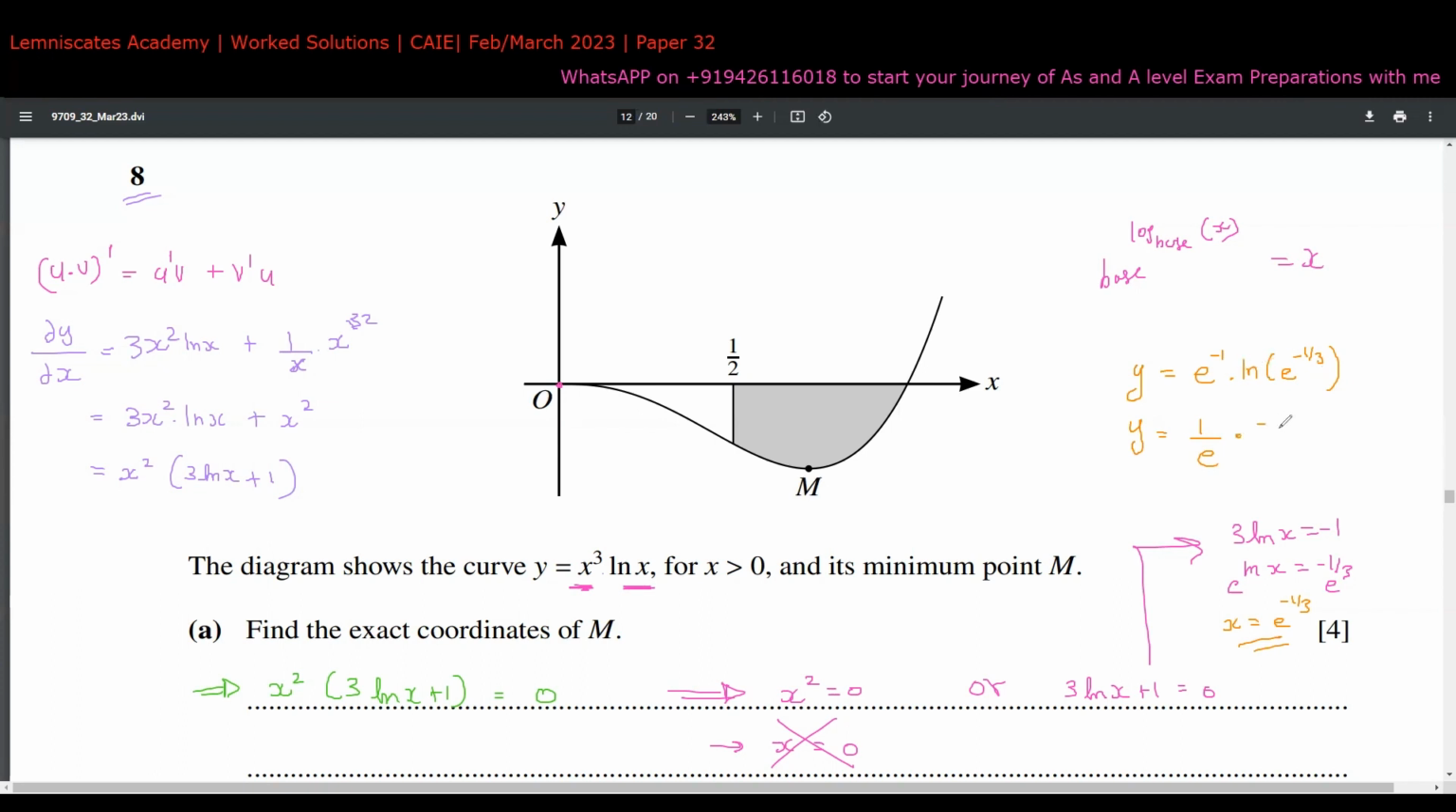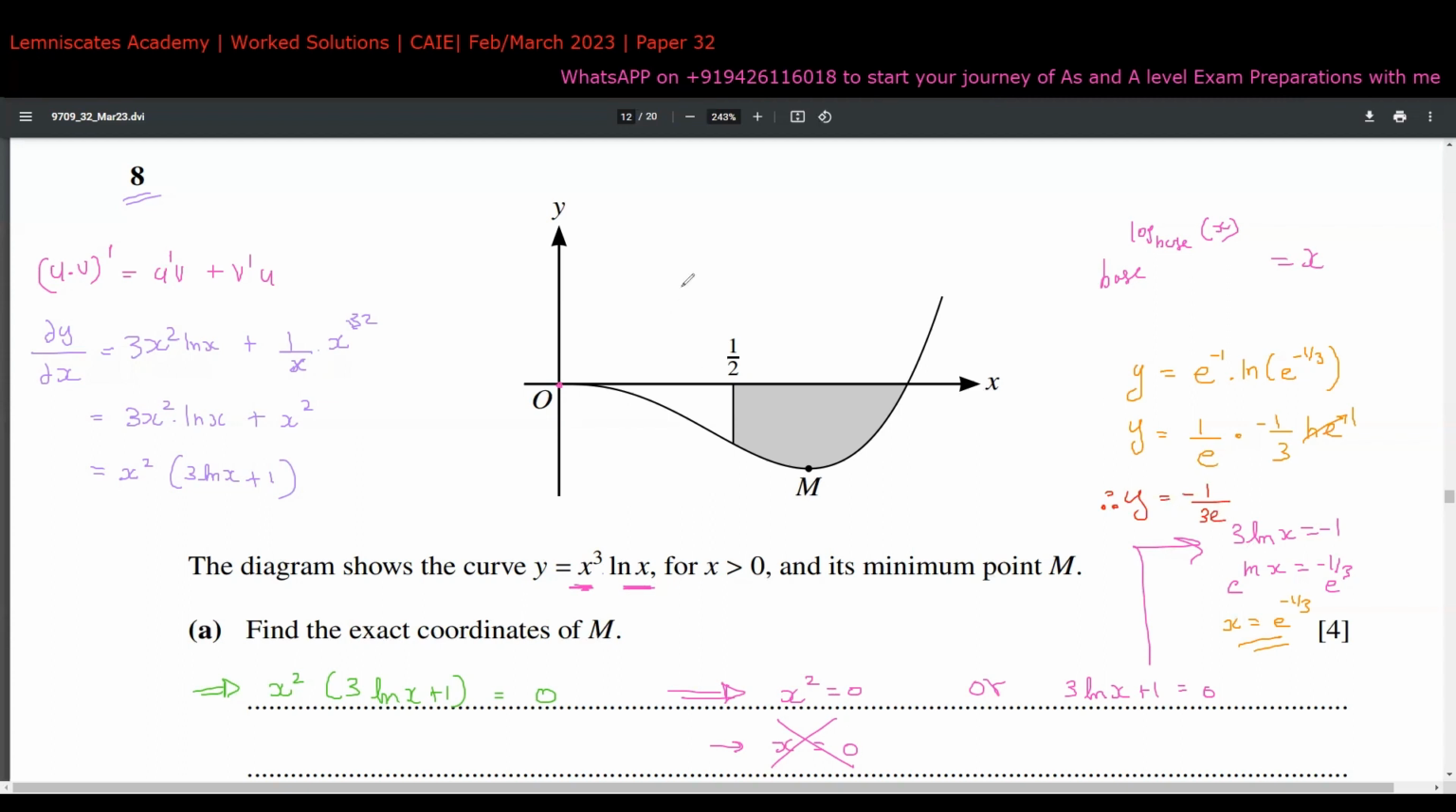This is negative 1 by 3 ln e, and ln e is nothing but 1. You can check that out in the calculator. The final value of y that we are getting from this is minus 1 over 3.